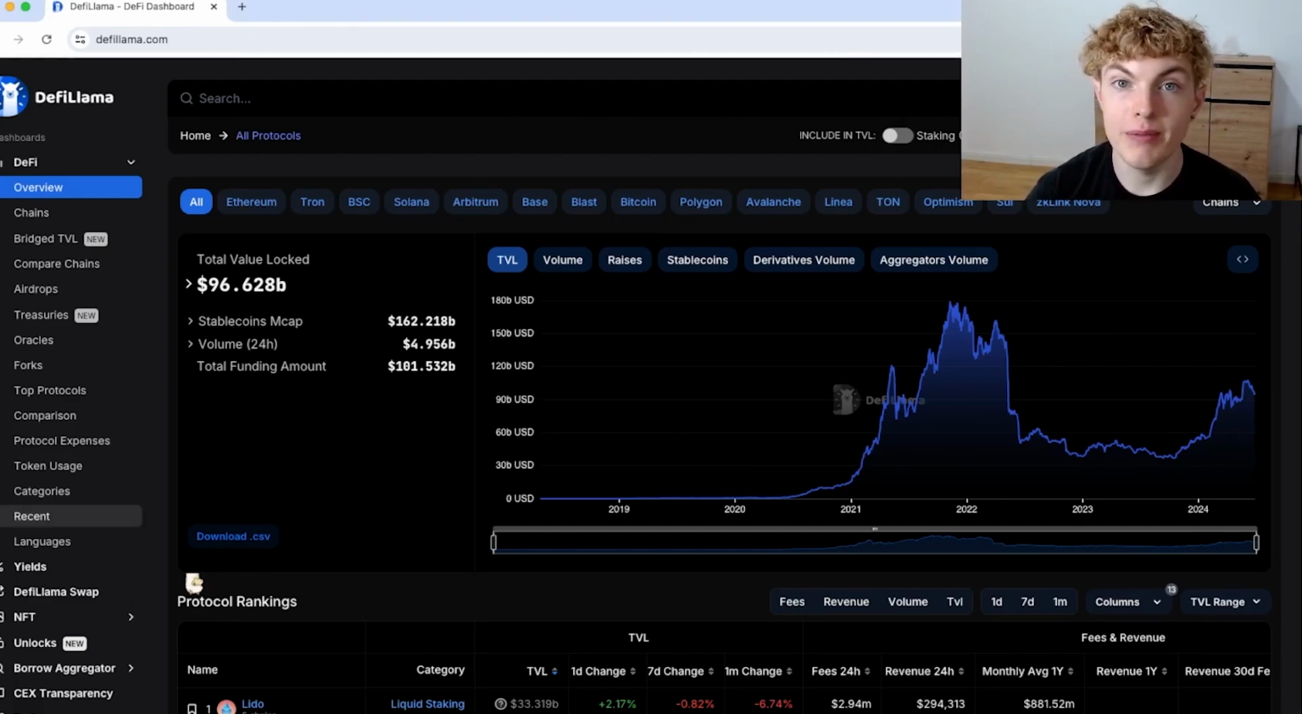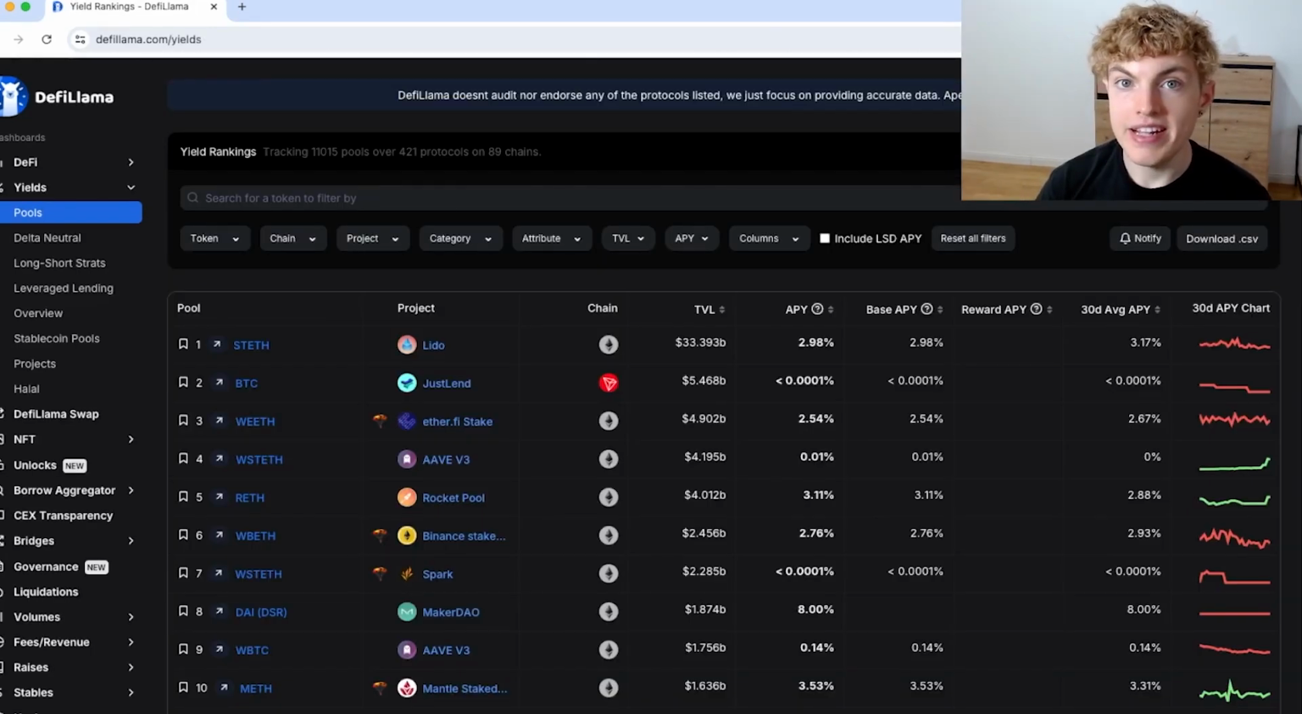So the first site we're going to be using is Defi Llama. This site is 100% free, and let's go ahead and head over to the yield section. So this is the part that you're going to want to pay attention to, because for the first part of yield farming, you're going to need to have a certain strategy in place.